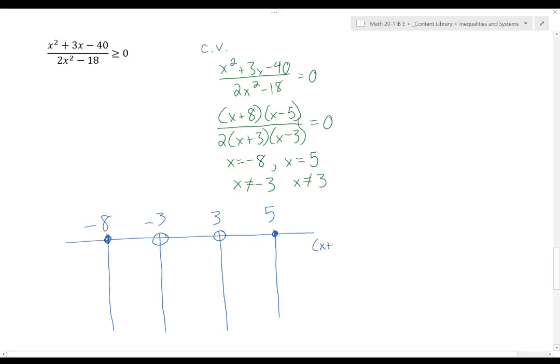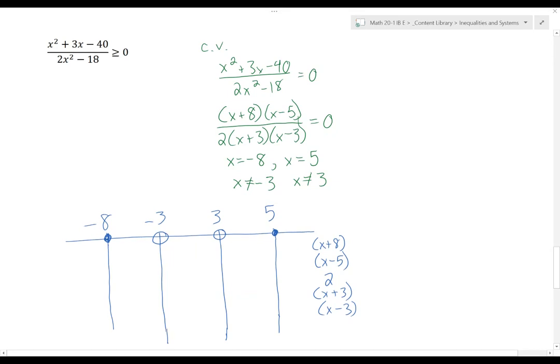I've got x plus 8. I've got x minus 5. I've got 2. I've got x plus 3. And I've got x minus 3. Now, you don't technically have to include the 2, but I always do include the coefficient because if it is a negative number, you definitely have to include it.